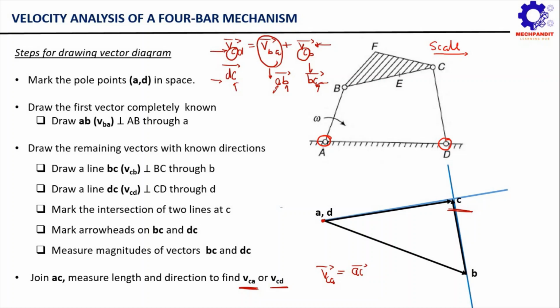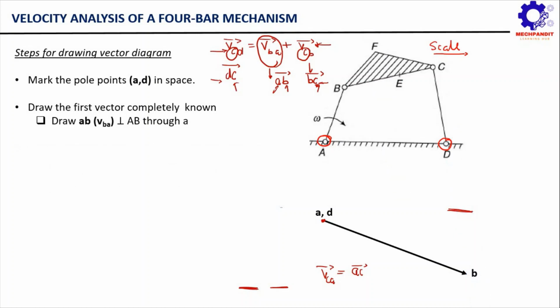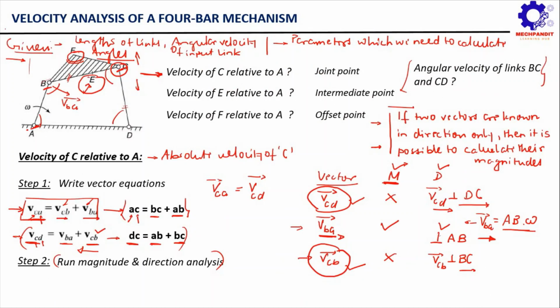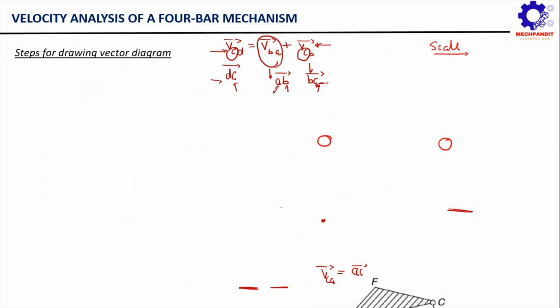Now you have to just keep in mind that these two steps become very important while drawing the vector diagram. So let me quickly summarize those two steps. These two steps become very important. They help you to remember which vectors you need to draw, and in what direction, in what sense you need to draw those vectors, correct? So the first step is to write down the vector equation, and the second step is to run a magnitude and direction analysis. So afterwards, let's move to the calculation of velocity of E relative to A.